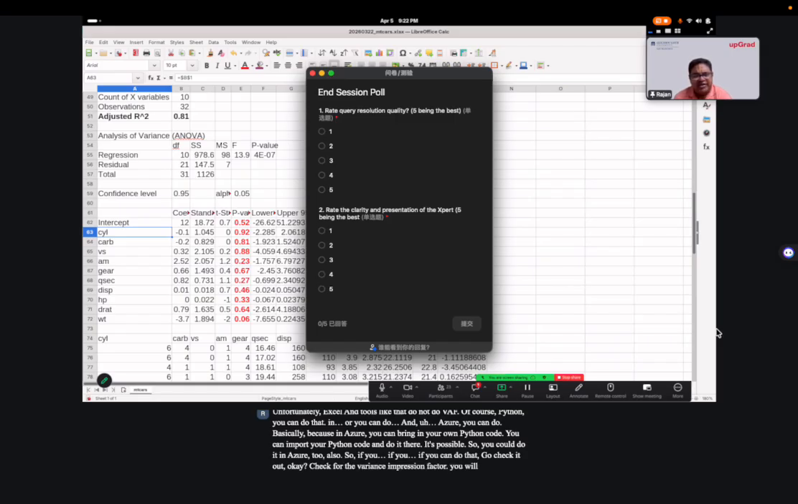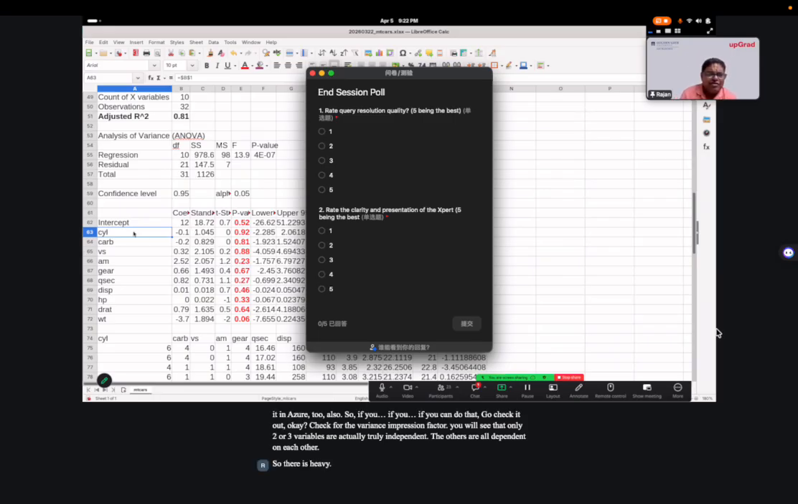You will see that only 2 or 3 variables are actually truly independent. The others are all dependent on each other. So there is heavy multicollinearity in this data.